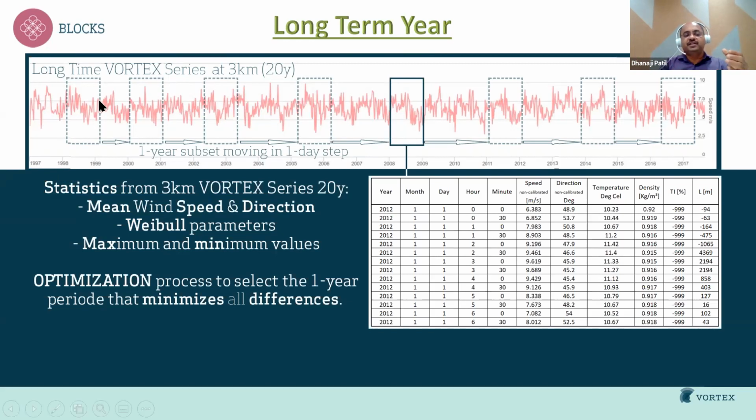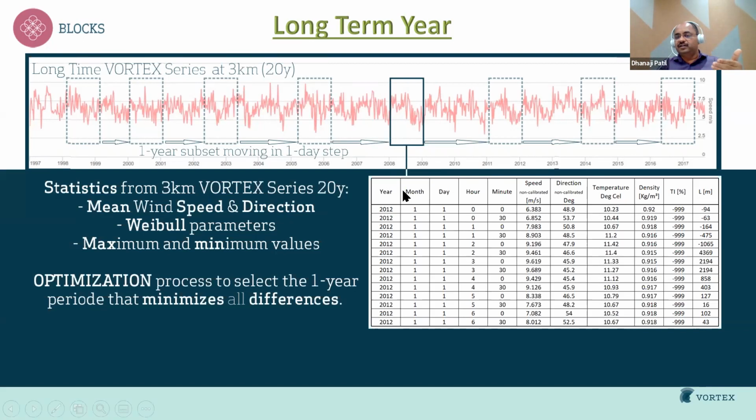And then it will create a 1 year subset, and calculate the same metrics for that 1 year period, and then it will move that 1 year period day by day. It will search which 1 year period has the same numbers as the long-term numbers, or has the minimum difference from the long term, and then the tool will do the optimization. In this particular case, it was 2008 to 2009. And then it will start downscaling and preparing time series information for this specific period.